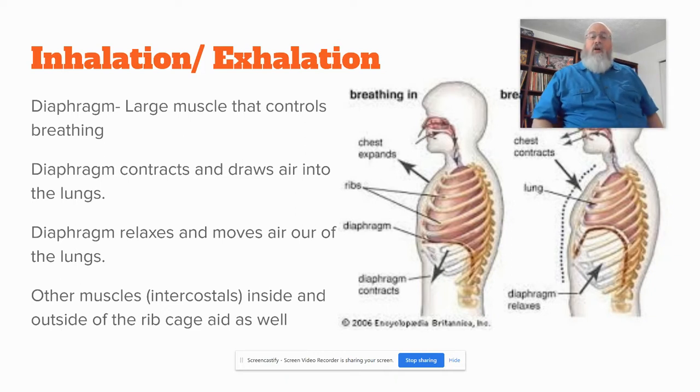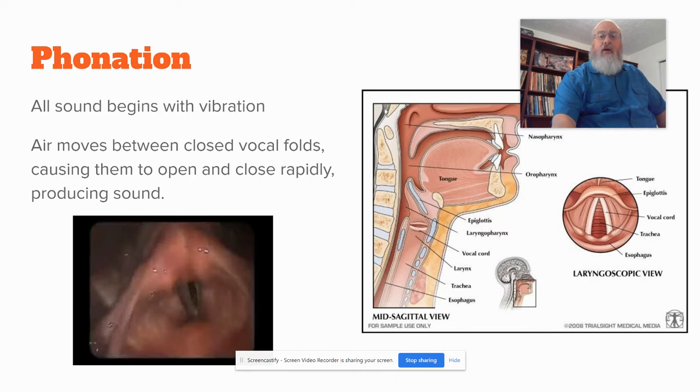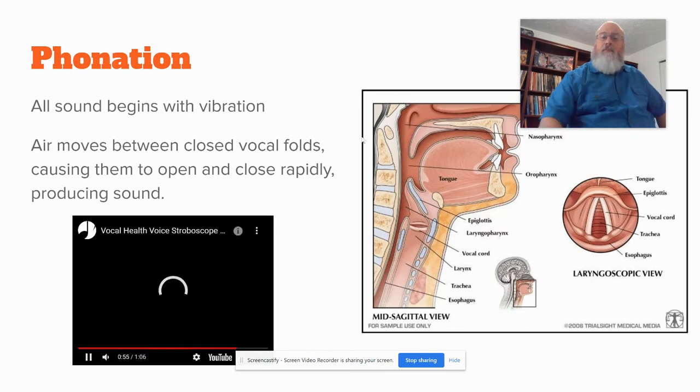There are other muscles involved with breathing around your rib cage called the intercostals that are all over the place. They're involved as well, but not as much as the diaphragm. Those are inside and outside of the rib cage. Our next part of the process is phonation.